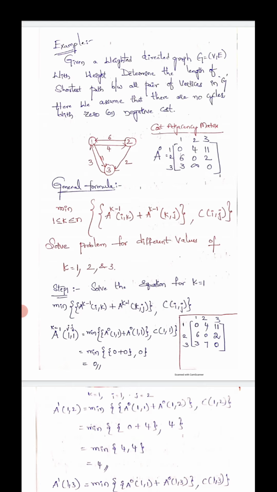Look at this graph, all of you. We have 3 vertices: 1, 2, 3. It is a directed graph, and the cost adjacency matrix A power 0 is as follows. Since we have 3 vertices, there are 3 rows and 3 columns, so I will write it as 1, 2, 3 and 1, 2, 3.